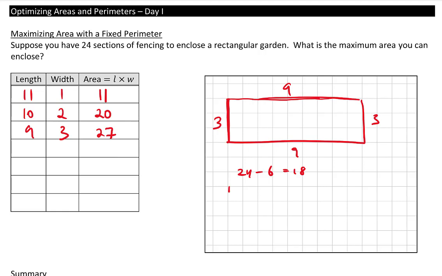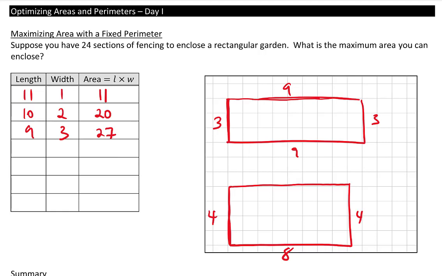Next will be a garden that has a width of 4. And we have 4 on each side. That's going to mean that the other side is going to have to be 8. So there's our 4 by 8 garden. And if we add that up, that gives us 24 pieces of fencing. And in that case, we get a garden that's 8 by 4 units, which is 32.